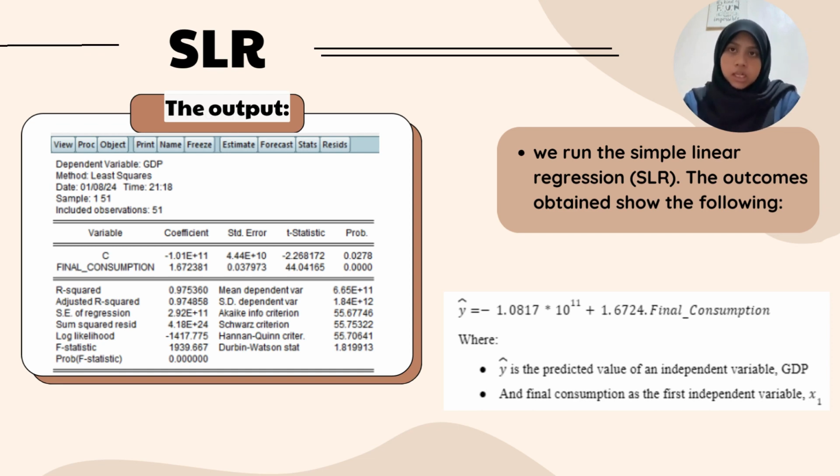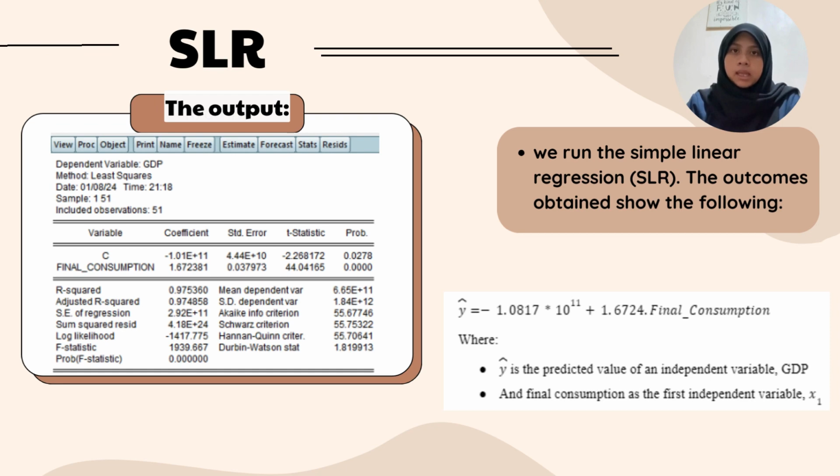The simple linear regression model was conducted to predict the dependent variable based on the first independent variable. The output shown in the slide can be expressed mathematically as y equals negative 1.08 plus 1.6724 times final consumption, where y is the predicted value of the dependent variable, GDP, and final consumption is the first independent variable, which is x1. As can be observed from the data above, the number of observations taken into consideration for this analysis is based on 51 countries, which is n equals 51.